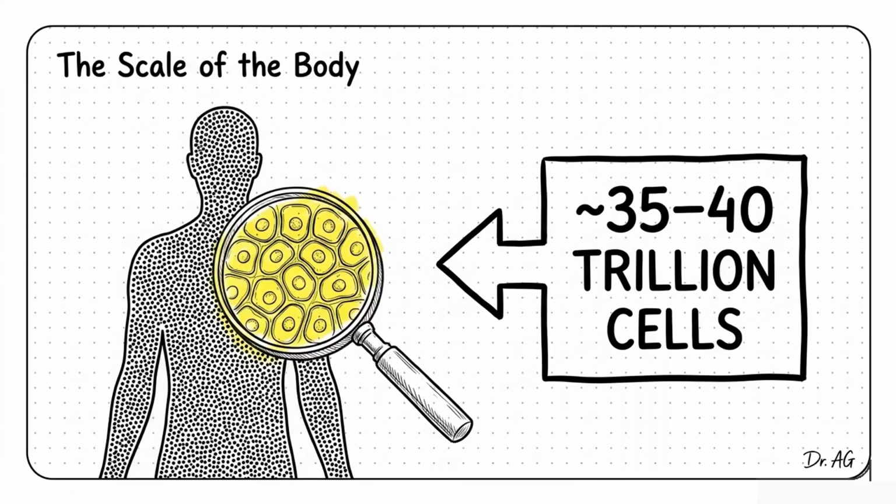Zoom in anywhere in the body, and you find cells everywhere. In total, about 35 to 40 trillion of them. A number almost impossible to imagine.